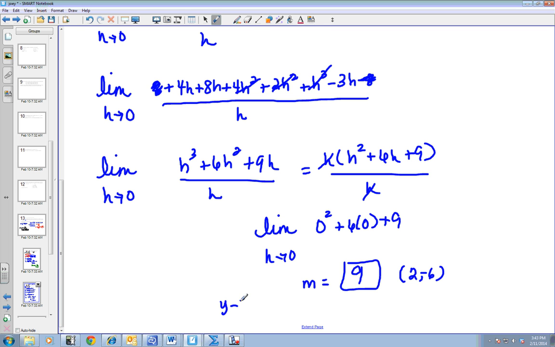So I have the ordered pair 2, negative 6. Then I'm going to plug that into my point slope form. So I'd get y minus a negative 6, so y plus 6 equals 9 times x minus 2. So that is your number 18.